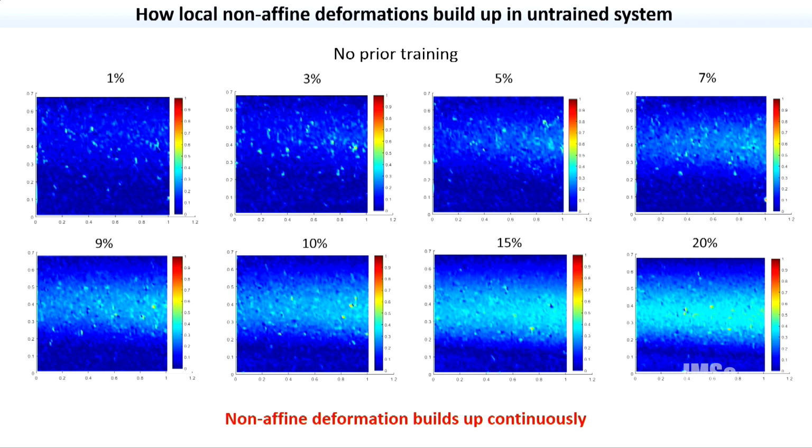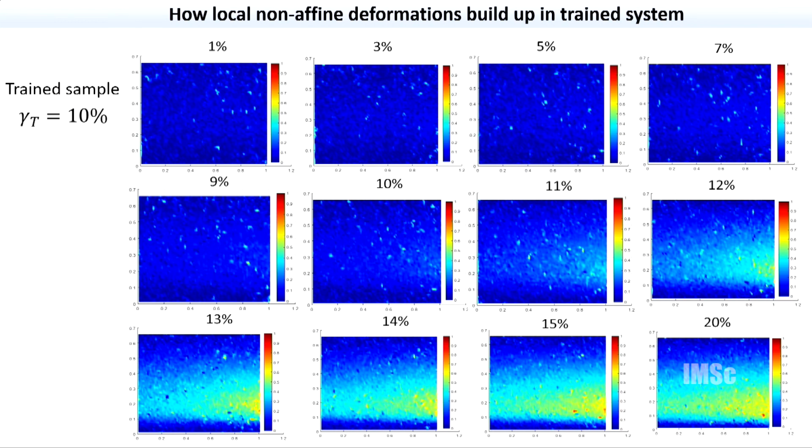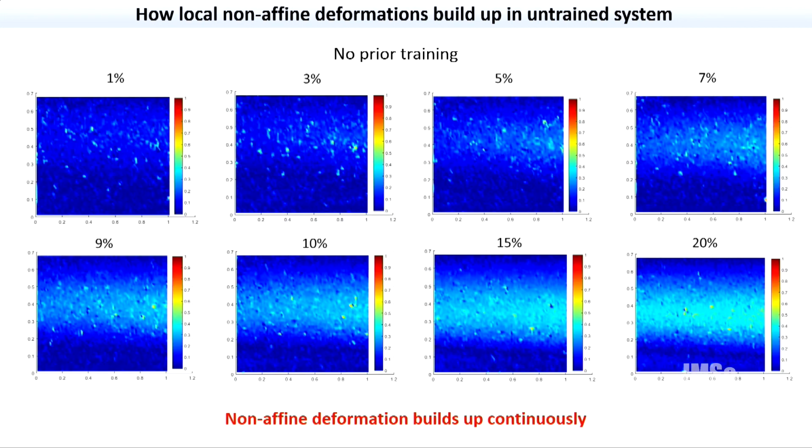But if you compare yielding non-affinity at any amplitude, for example, let's compare 15%. This is the same scale bar basically. So you can see that 15% with training is much more drastic actually, because there the yielding is much more drastic as well.